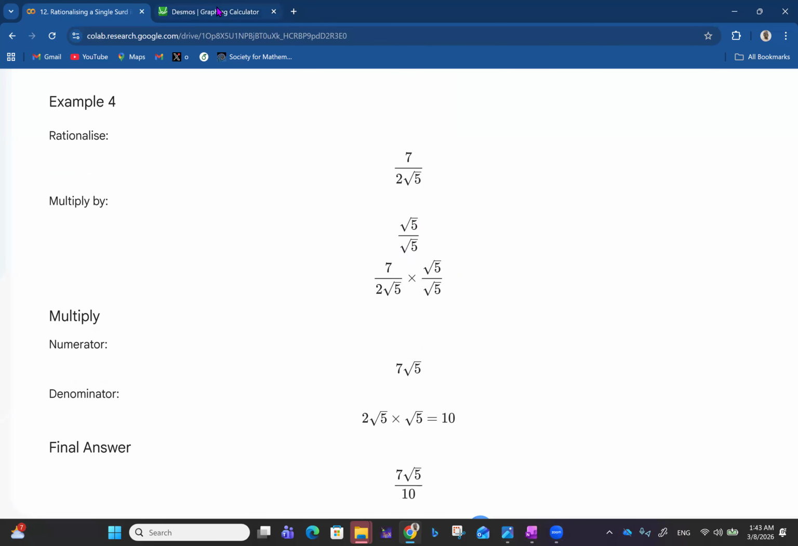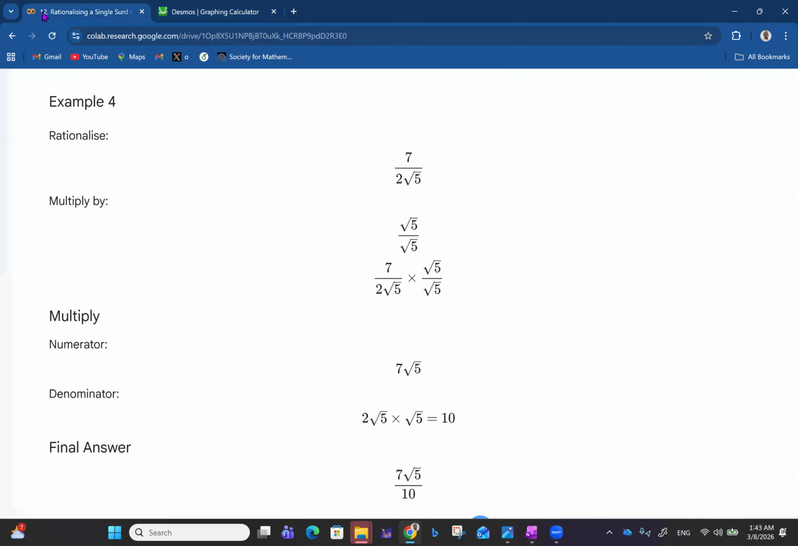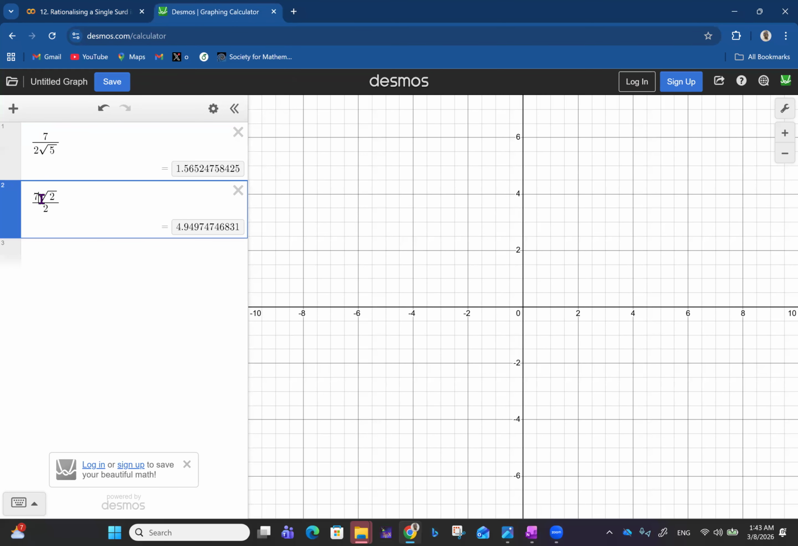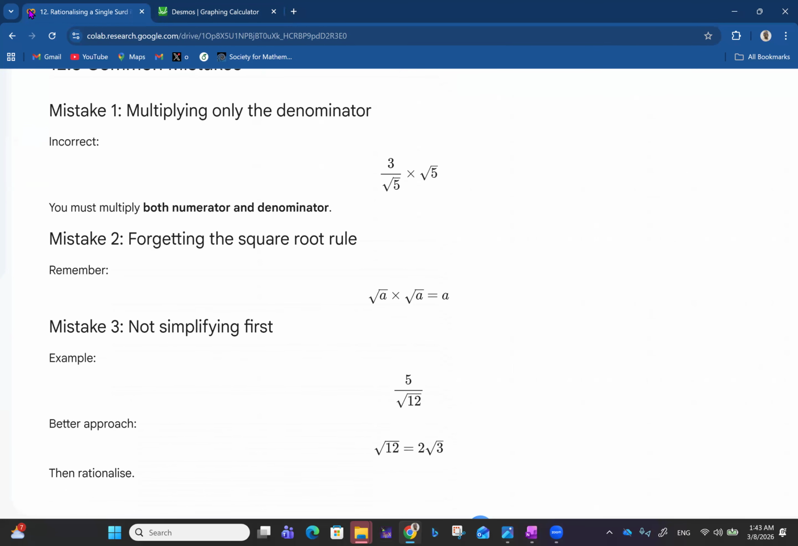So again, you want to check 7 over 2 root 5. The answer is 1.5652 and so on. And then the final result, 7 root 5 divided by 10, you see exactly the same thing. So rationalizing just makes things pretty and doesn't change it in essence.